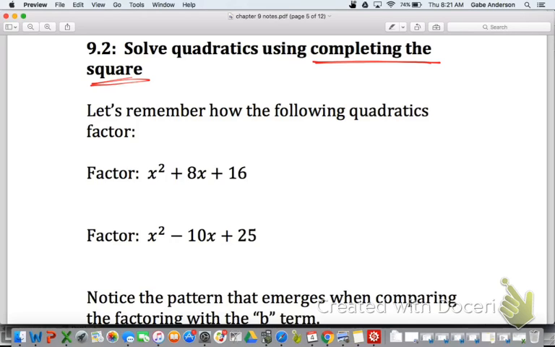Factoring does not always work. Sam, you found that out, right? The one that you tried factoring didn't work. This will always work 100% of the time. It'll always give you the correct answer as long as we do the steps right. So in order to do this, I want to go back and review some special factoring patterns. Take just a second and please factor the two polynomials you see there: x squared plus 8x plus 16, and x squared minus 10x plus 25.